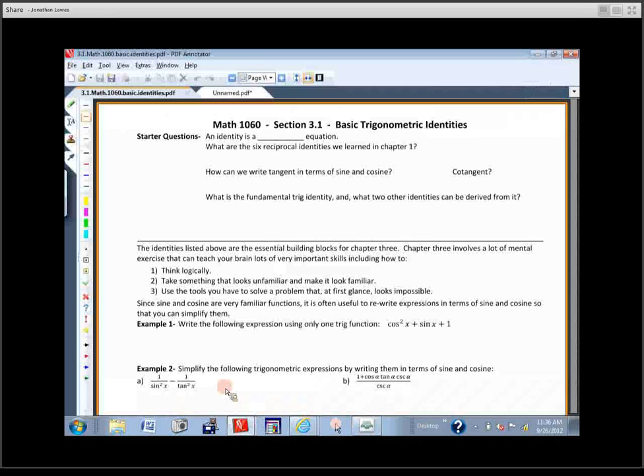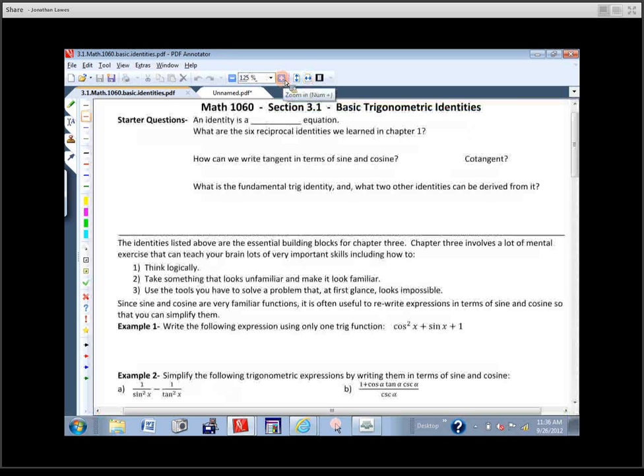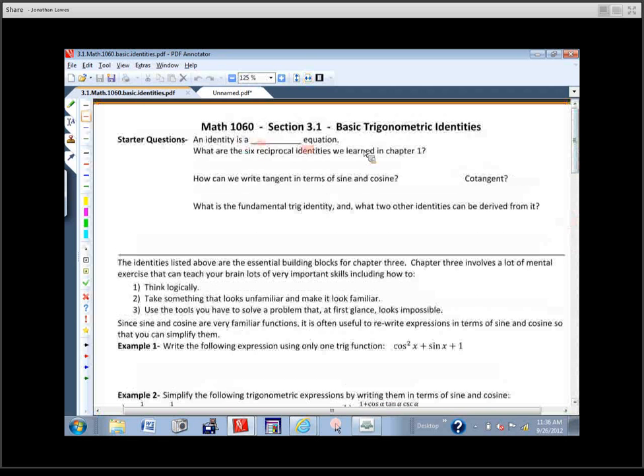And there's a starter question, or a couple questions to begin with. It says, an identity is a blank equation. We already learned what an identity was in chapter 1. Anybody want to remind us what an identity is? Marcos?